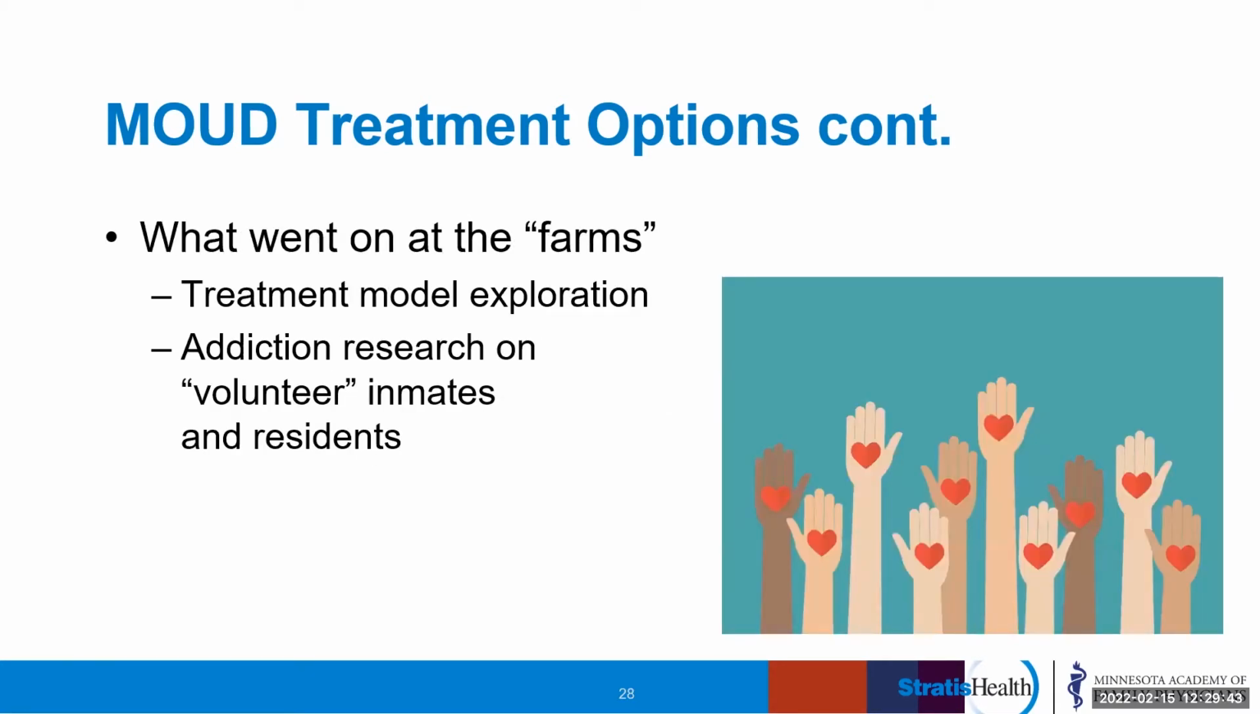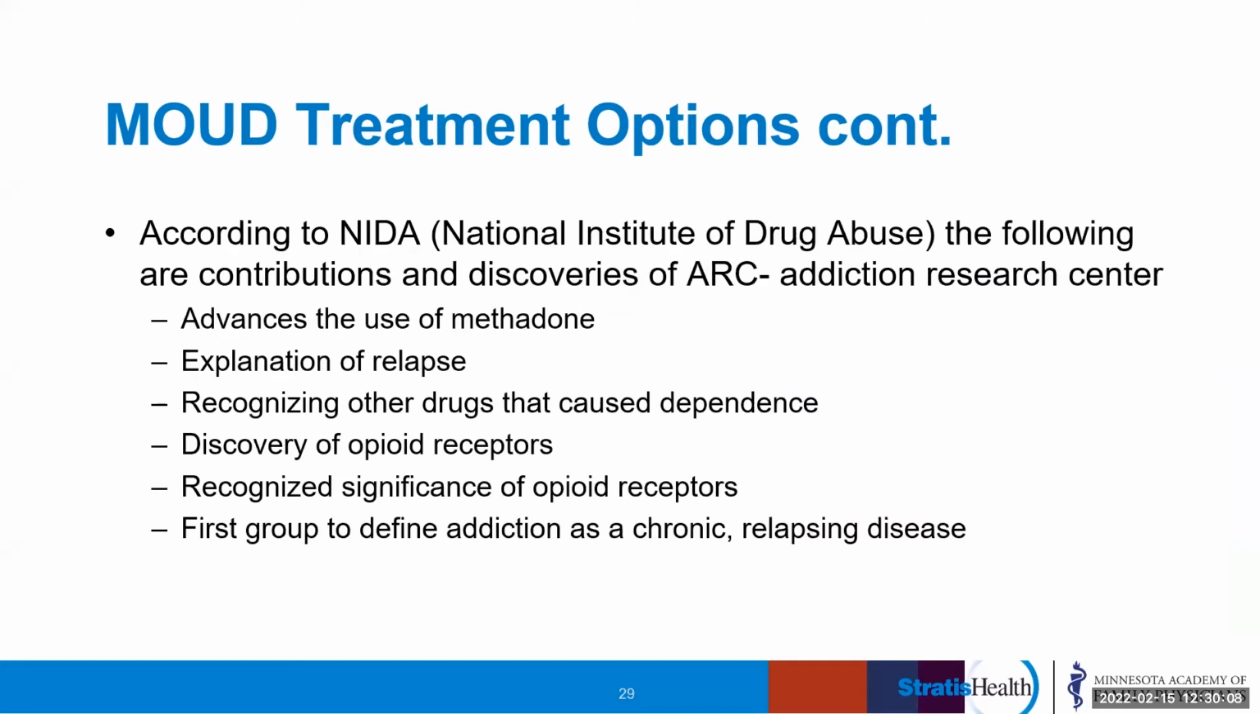And so what went on there? Well, they did a lot of treatment model exploration. They were looking for that recipe, if you will, of how we can help patients beat this disease. Some of the research they did, their addiction research, was done on, and in quotes I put this, "volunteers," right? They were inmates or residents, and they would kind of volunteer for some of the studies that were going on.